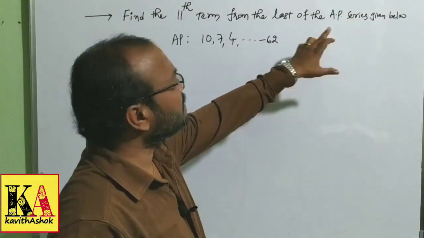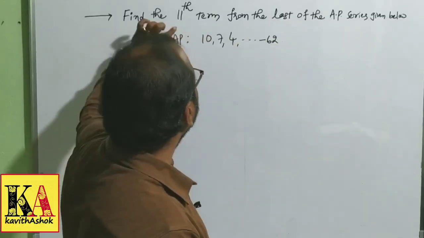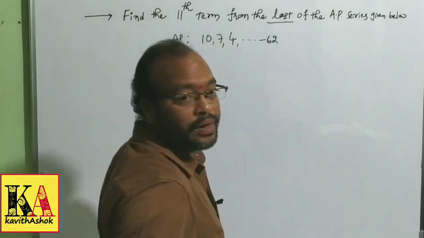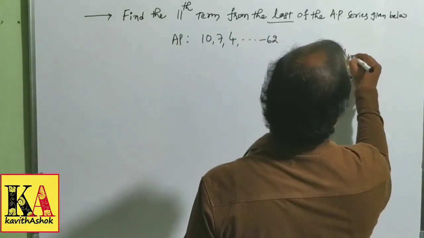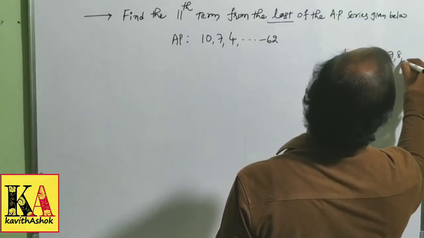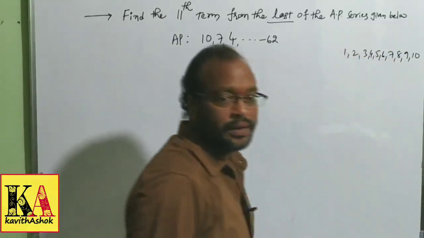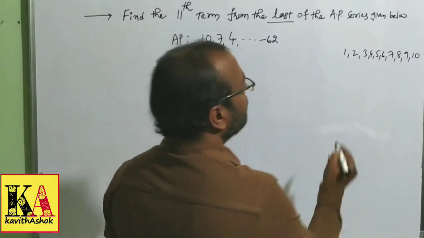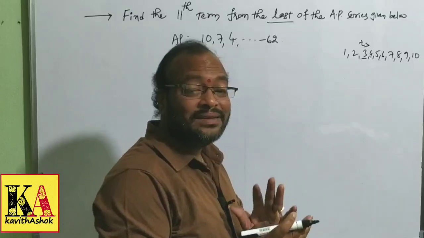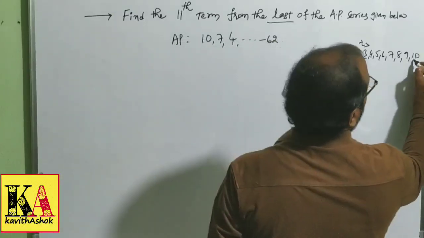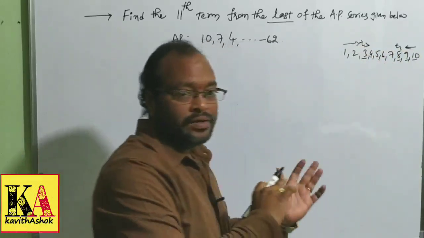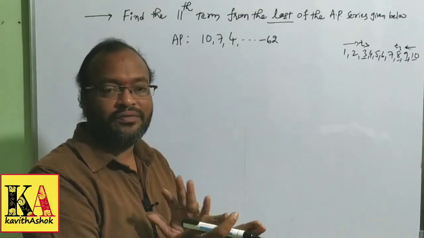The arithmetic series is given below, and we want to find the 11th term from the last. Look here: 1, 2, 3, 4, 5, 6, 7, 8, 9, 10. The third term from the first is 1, 2, 3. The third term from the last is also 1, 2, 3. So this is the difference between the term from the first and the term from the last.